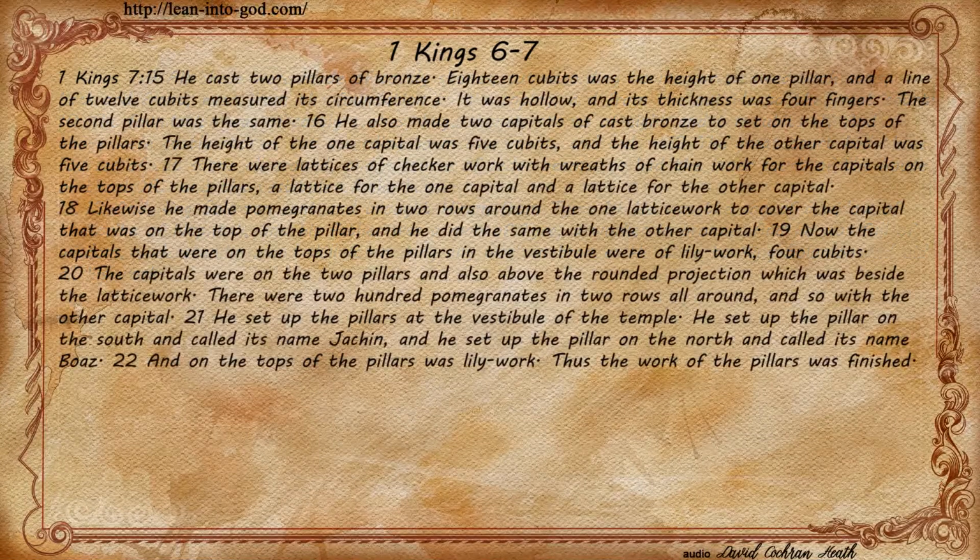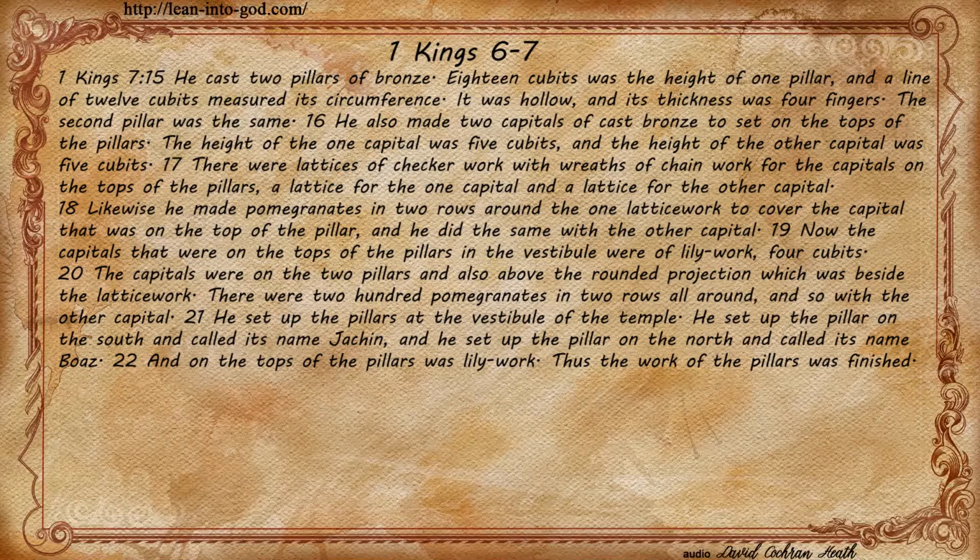He cast 2 pillars of bronze. 18 cubits was the height of one pillar, and a line of 12 cubits measured its circumference. It was hollow, and its thickness was 4 fingers. The second pillar was the same. He also made 2 capitals of cast bronze to set on the tops of the pillars. The height of the one capital was 5 cubits, and the height of the other capital was 5 cubits.